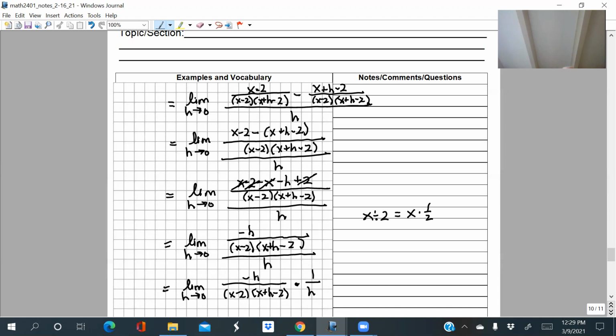And Colin, that's really useful because what happens to these h's now? Now they cancel each other out, but be careful, there's a negative sign on. Yeah, but you keep the minus sign. That's right. So the h's cancel, and now we're left with this minus 1 over x minus 2 times x plus h minus 2.